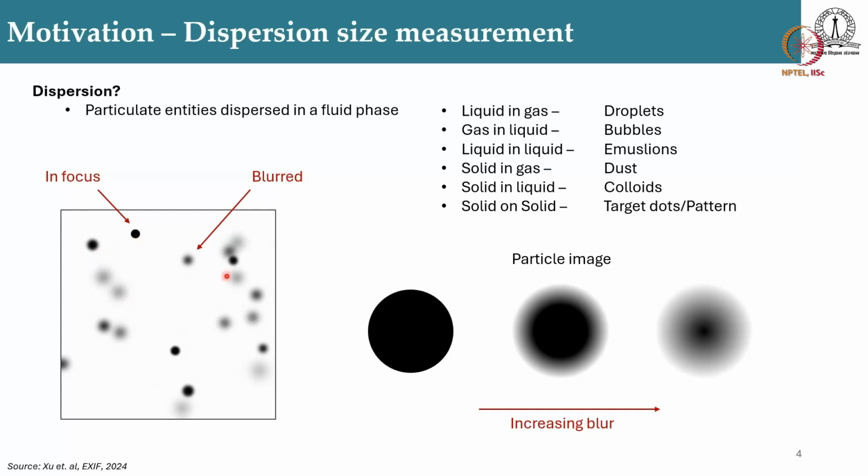So you can see here that each of these droplets or particles is blurred by a different degree of blurring, and that is represented here. So this is a particle image when it is in focus, and when you move that particle away from this plane of focus, you see that it becomes more and more blurred. So clearly here, if you want to extract the size of this particle, it's pretty easy. You can use a lot of image processing algorithms to estimate the size of this particle.